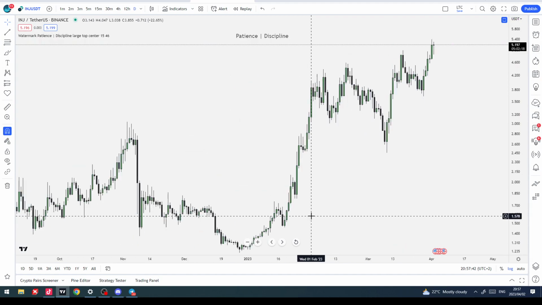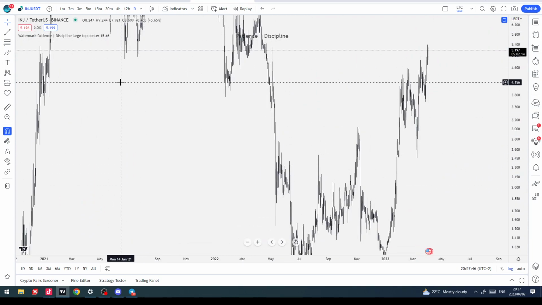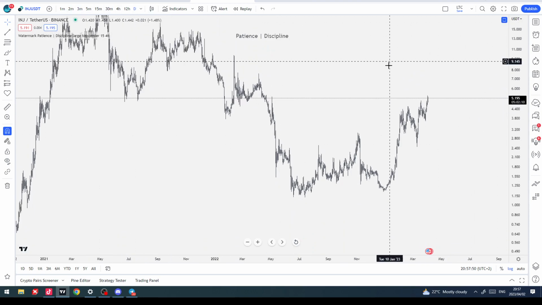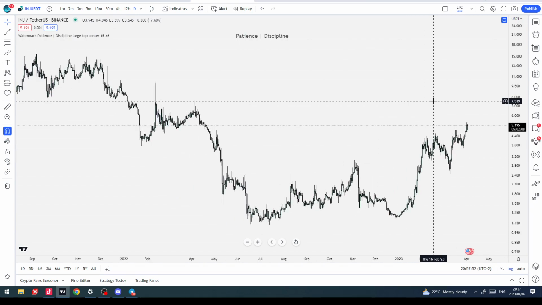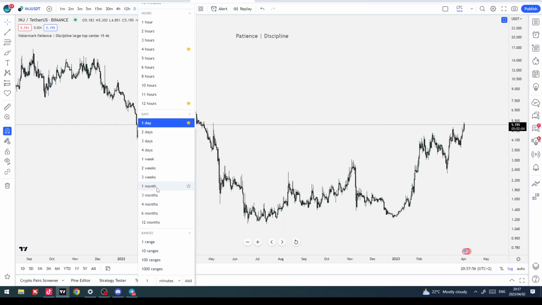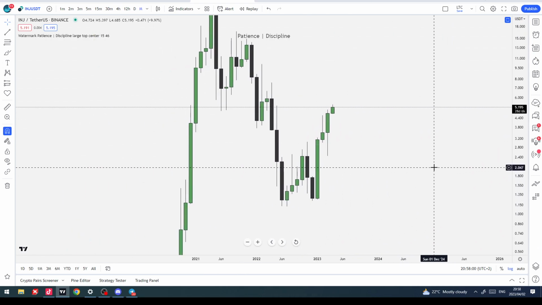All right, let's just talk about INJ really quickly. Before we get into the other stuff, one of the guys asked for INJ USDT on Binance. Let's just start from a monthly and we'll drill it down.